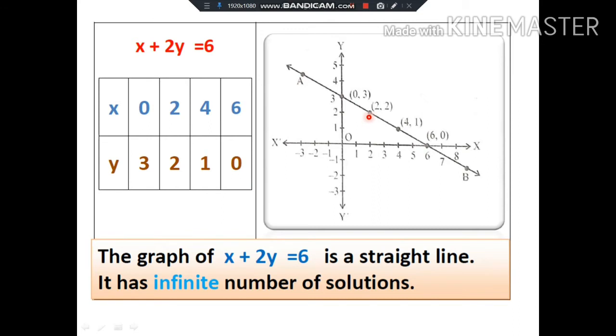So for example, (2, 2). So x is equal to 2 and y is equal to 2. When you substitute here, x is equal to 2 and y is equal to 2, we get 6. That also becomes a solution. And (4, 1): x is equal to 4 and y is equal to 1 also becomes a solution for this equation. Likewise, all the points on this straight line become a solution for this equation. So the graph of x plus 2y is equal to 6 is a straight line. It has infinite number of solutions.